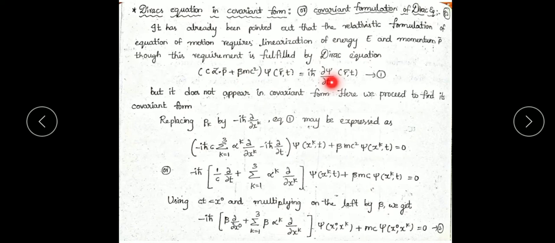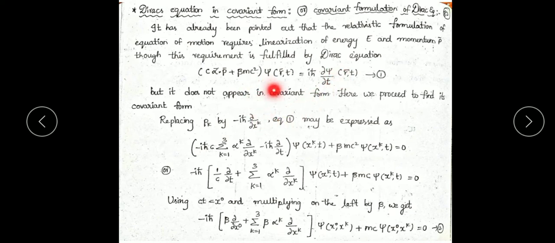Hψ is equal to iħ ∂ψ/∂t, where H is nothing but c α·p plus βmc². So this is nothing but linearization of energy and momentum. This requirement is fulfilled by the Dirac equation, that is linearization of momentum as well as energy, that is the Hamiltonian. So Hψ is equal to iħ ∂ψ/∂t, and ψ is a function of position vector as well as time, ψ of r comma t.